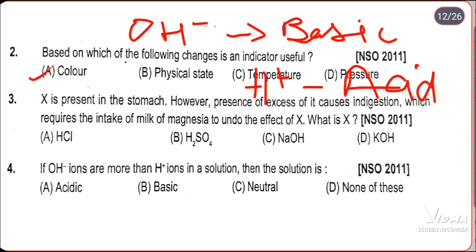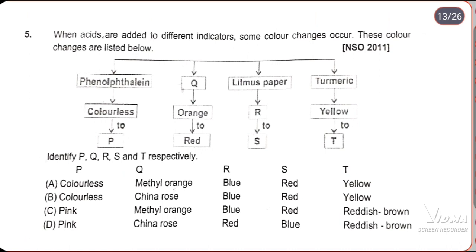So if OH negative ions are more than H positive ions, means OH negative ions are more in quantity than H positive ions, the solution is basic in nature, right? Because bases produce OH negative ions in solution, right? So the correct answer is option number B, basic. Next, when acids are added to different indicators, some color changes occur. These color changes are listed below. Now we have to identify P, Q, R, S and T respectively.